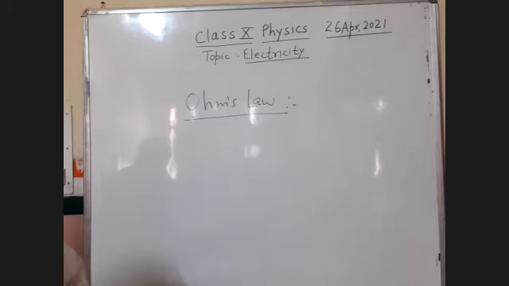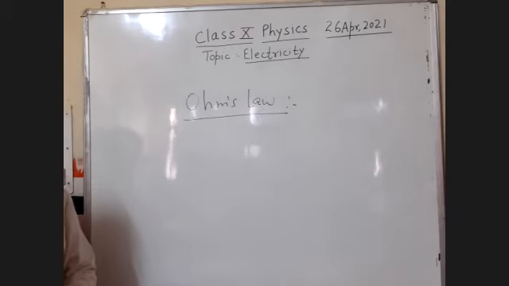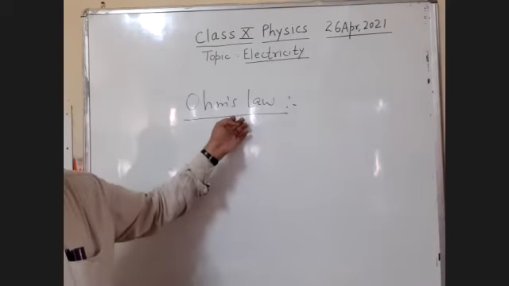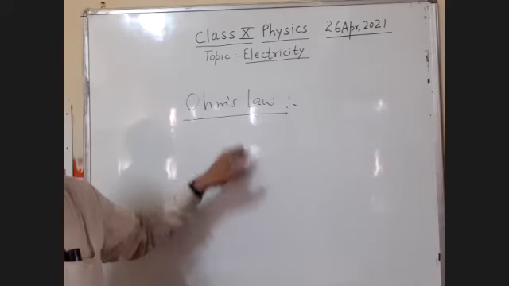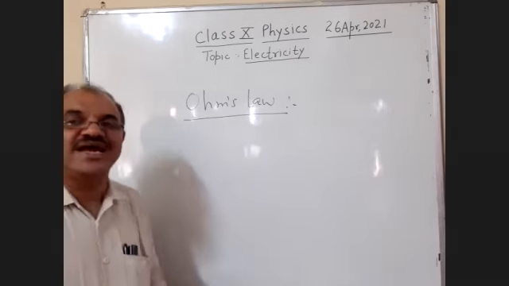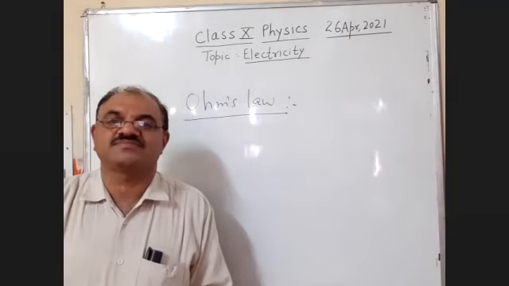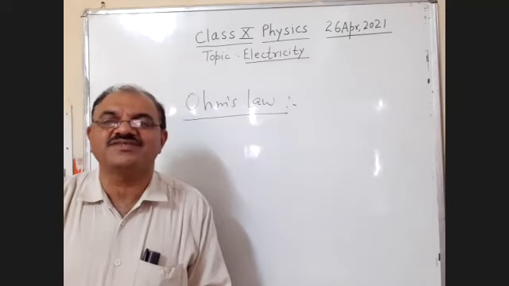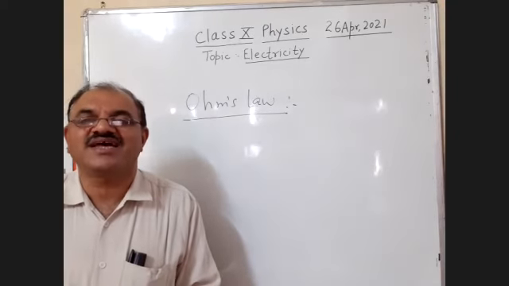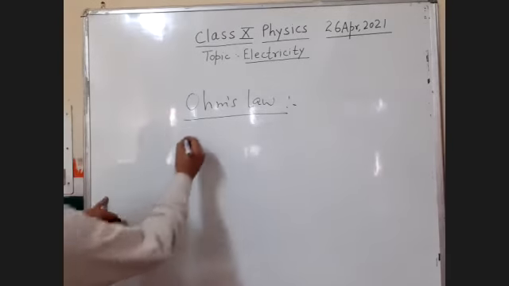Now, students, it is a German scientist, George Simon Ohm, who has given this law. What does Ohm's Law say? First I'll explain, then I'll write down the statement. At constant temperature, the potential difference across that conductor is directly proportional to the current.